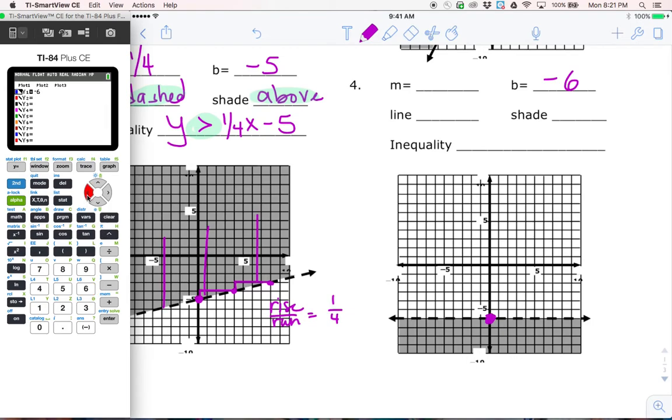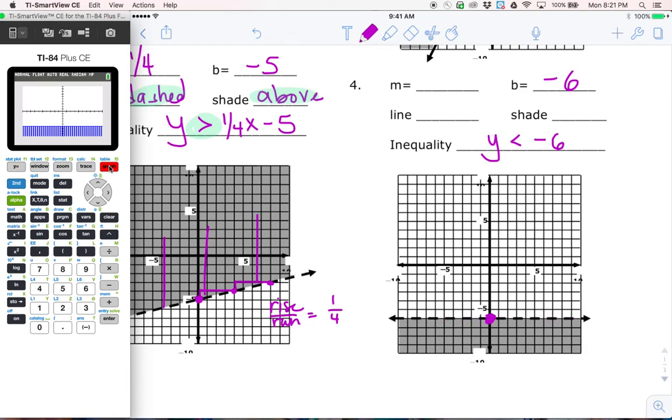All right, we are shading below, so we can mess with this again. All right, so let's take a look and see if this graphs correctly. Okay, it does. That matches exactly what I'm looking for. So my inequality is going to be y is less than -6. Just because it's a horizontal line.